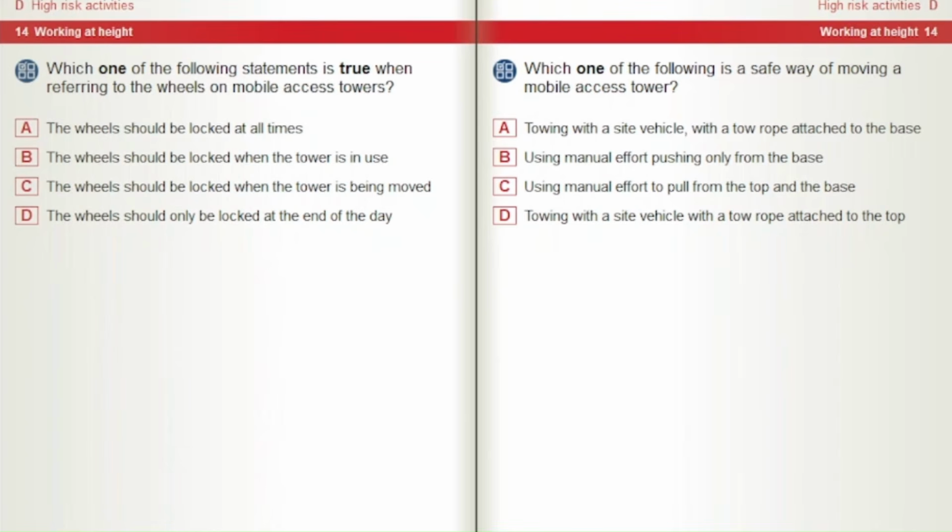Which one of the following is a safe way of moving a mobile access tower? Towing with a site vehicle with a tow rope attached to the base. Using manual effort, pushing only from the base. Using manual effort to pull from the top and the base. Towing with a site vehicle with a tow rope attached to the top.